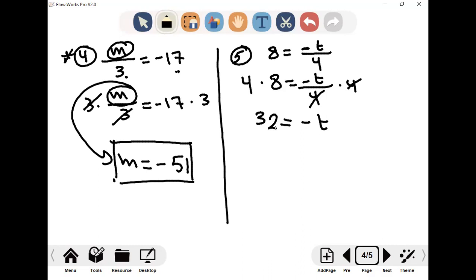Is it finished? No. I want t. I don't want negative t. In this case, you divide both sides by the coefficient, right? What's the coefficient now? It is not 1. It is negative 1, right? So I will divide both sides by negative 1. Negative 1 is here, but we don't write it. Divided by negative 1, gone. Here, 32 divided by negative 1 is how much? Negative 32. So t equals negative 32.